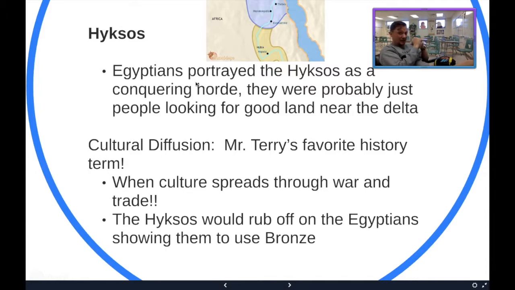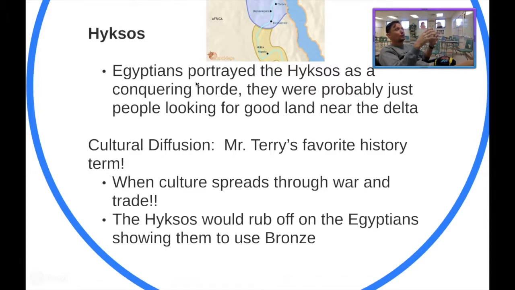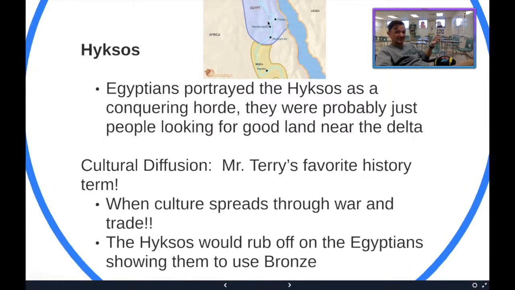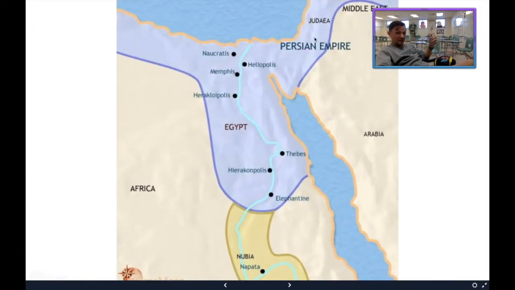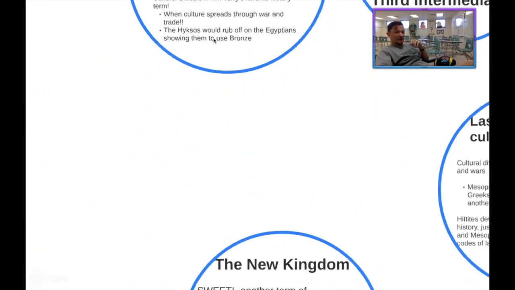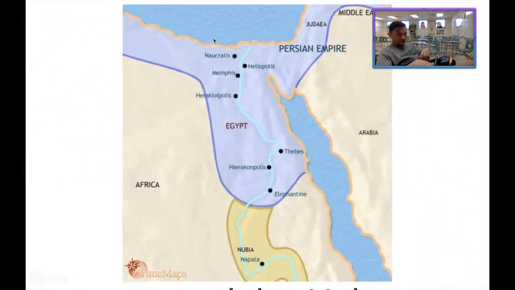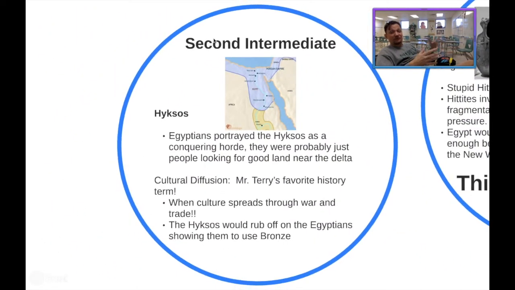So the Hyksos were these people that we only know about according to the ancient Egyptians. But the Egyptians portrayed these invaders as a conquering horde that was actually probably not a conquering horde of people. They were probably just people looking for a good land near the delta. Because where the Hyksos started to show up and invade ancient Egypt was right here around the delta, right? And in the Second Intermediate Period, they actually took over the ancient Egyptian capital of Memphis, right?